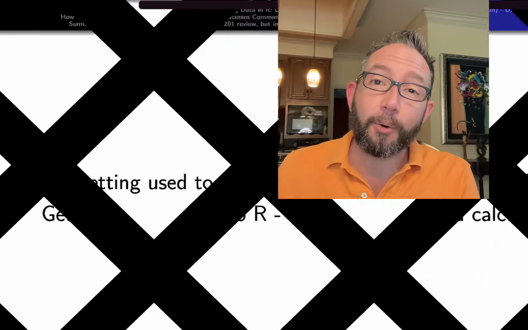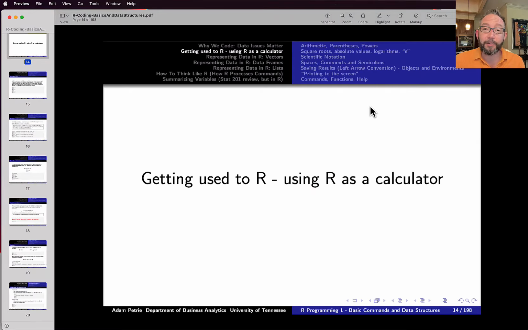I think one of the best ways just to get used to working with R is to learn how R can serve as a good replacement for your handheld calculator or maybe the one that you have on your phone. So that's going to be the point of today's video, is to look at how we can use R to do basic calculations, arithmetic, powers, logarithms, etc. And then also learn about the saving convention that allows us to define variables that contain numbers that we can use in our equations, in our computations.